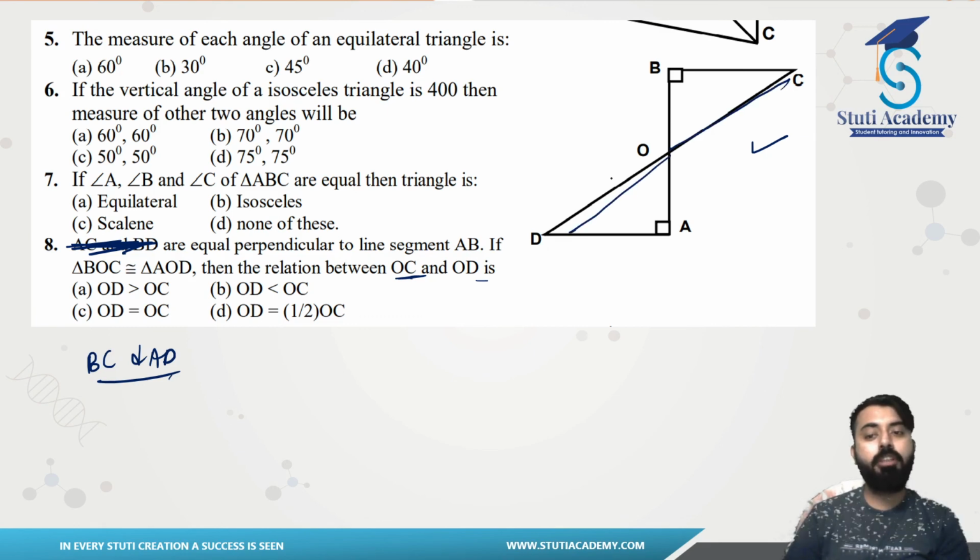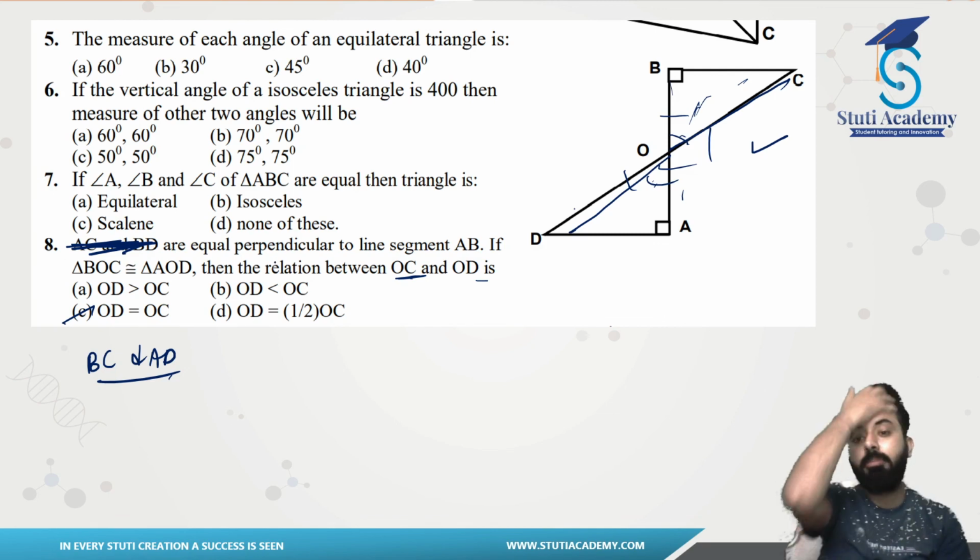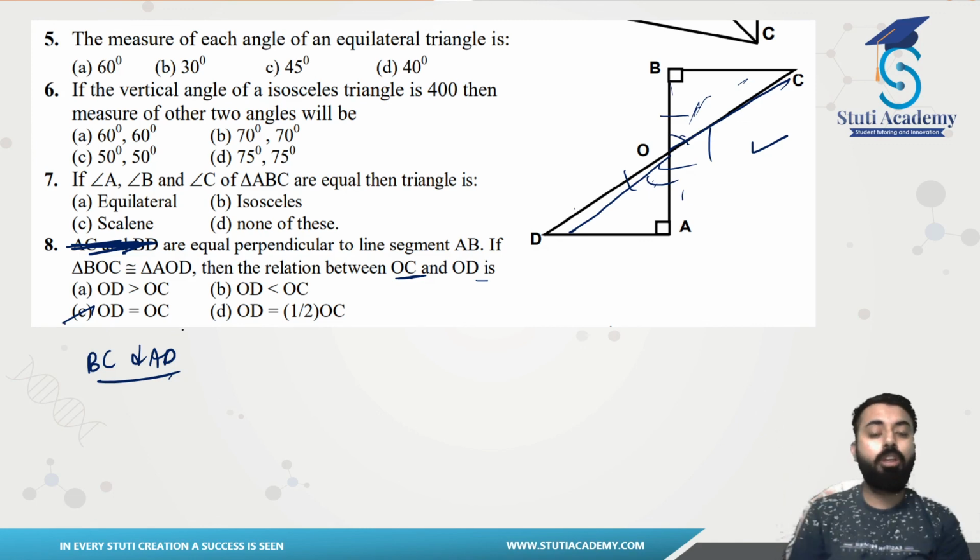So you guys see, if the triangles BOC and AOD are congruent, then you can easily say that these two sides will be equal, these two sides will be equal, these angles will be equal. So you guys see OD is equal to OC. That is the case. See, there is a mistake here. This is not AC, this is actually BC, and that is not BD, that is actually AD. So I hope you guys have understood the case. So these were the answers to your 8 MCQs. So let's move forward and see what do we have.